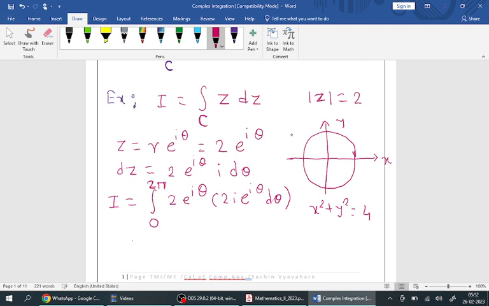And what will happen now? See here, 2 into 2i is 4i, which is a constant, and this is e raised to 2i theta. The base is the same, so we added the powers: e raised to i theta plus i theta is e raised to 2i theta. The integration of e raised to 2i theta is e raised to 2i theta divided by 2i, and the limits are 0 to 2 pi.